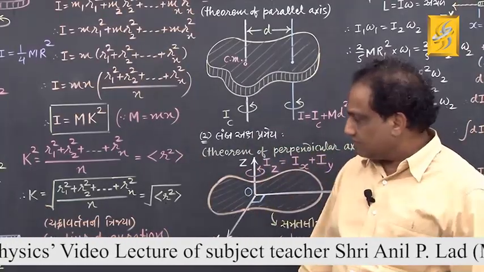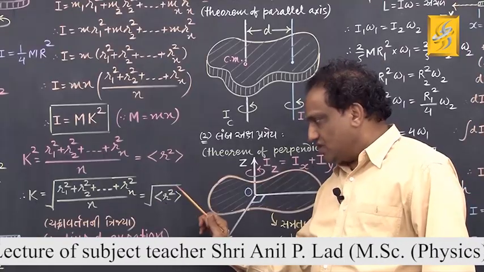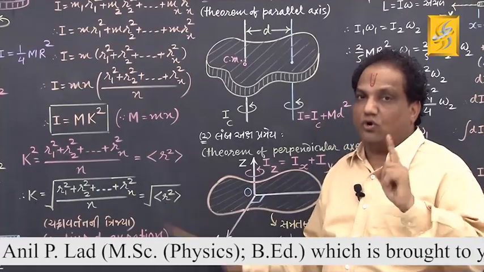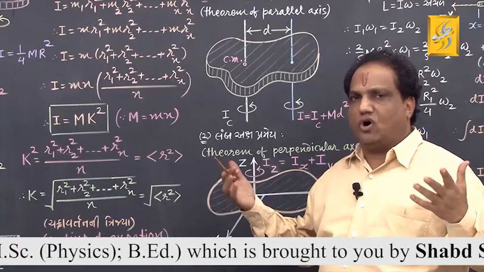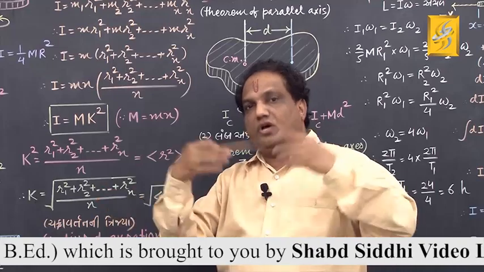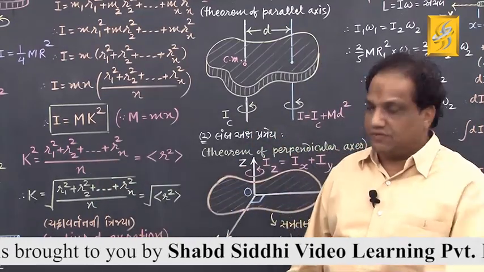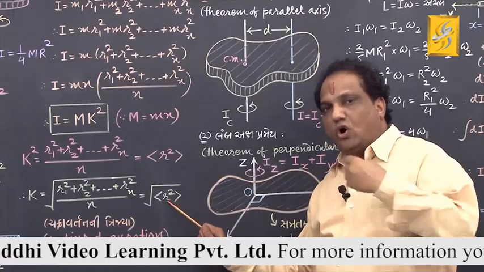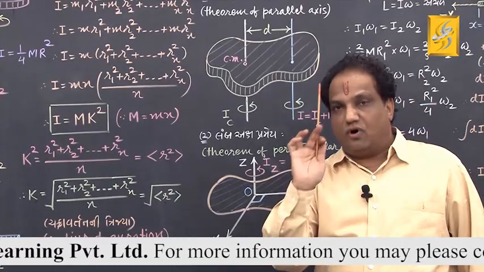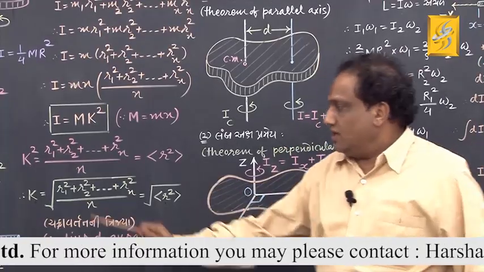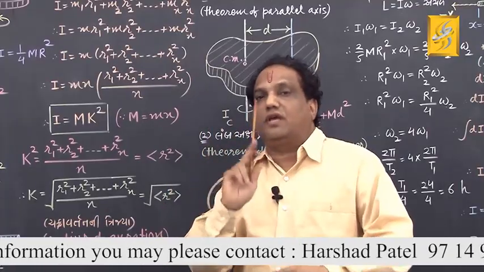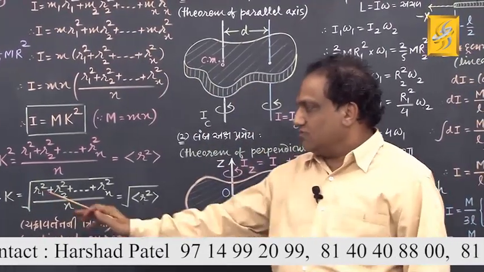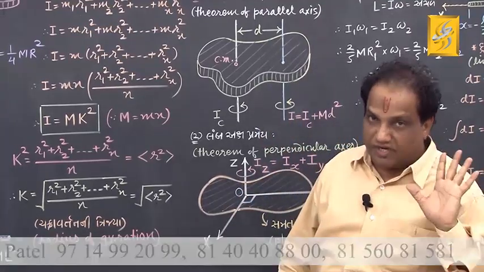How would you define it? Square root of average of squares of perpendicular distances of all the constituent particles of a given rigid body rotating about a given stationary axis of rotation is called radius of gyration of that rigid body rotating about that axis, shown by symbol capital K. It is some sort of distance only, so its unit is also meter or centimeter.